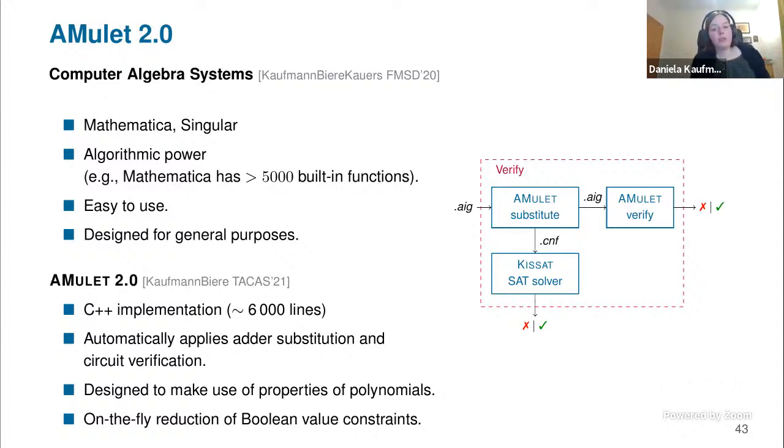Yeah, in the beginning of our work, we used existing computer algebra systems for doing that, because they had all the algorithms implemented. So we chose specifically Mathematica and Singular for circuit verification. These tools have a lot of algorithmic power. For example, Mathematica has more than 5,000 built-in functions, and all these Gröbner basis libraries were easy to use.